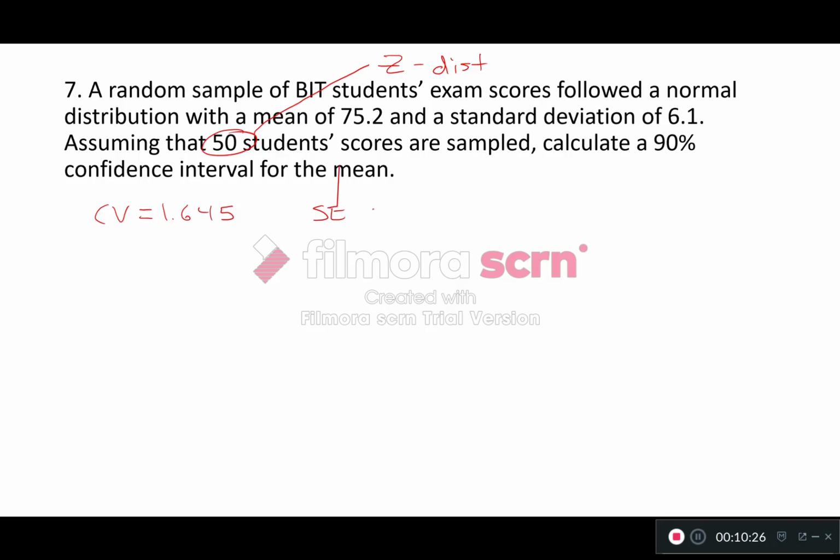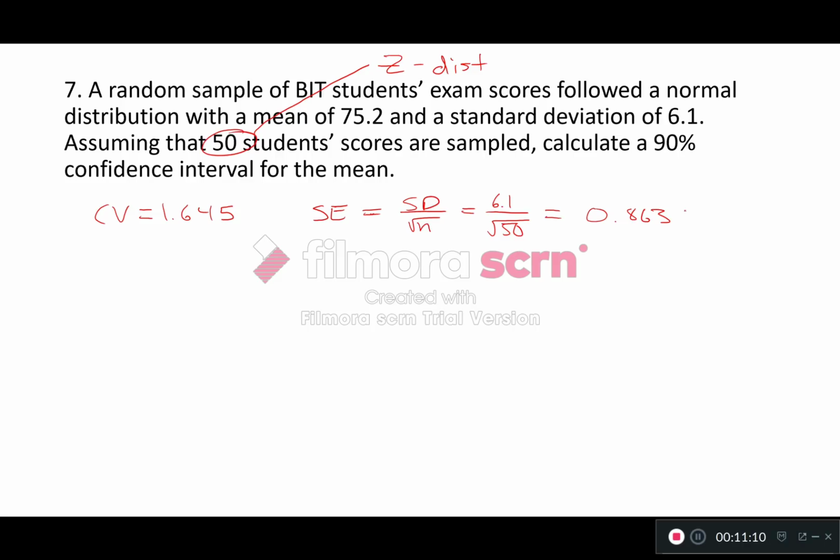So standard error formula, this time we've got a standard error for a mean as opposed to a standard error for a proportion. So the standard error for a mean, the mean exam score for these BIT students, is just the standard deviation, SD, over the square root of n, our sample size. So we're told that we have a standard deviation of 6.1 on the exam, and we have a sample size of 50 students. So 6.1 over the square root of 50 to figure out what our standard error is going to be on this problem. And I believe that our standard error, if you work it out, should come out to be something like 0.863.